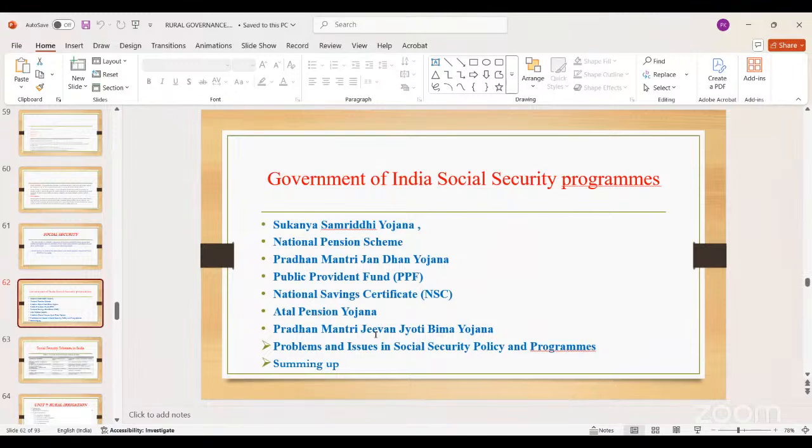Then multiplicity of policies, that is, there is a lack of comprehensive policy focus. Then there are many agencies involved: ministries, governments, banks. So it often leads to a lack of coordination, which ultimately affects the effectiveness of these programs. Then poor administrative structure for delivery and lack of administrative capacities is another reason which affects the effective implementation of these programs. Then lack of resources in a state's health system or poor quality of health services.